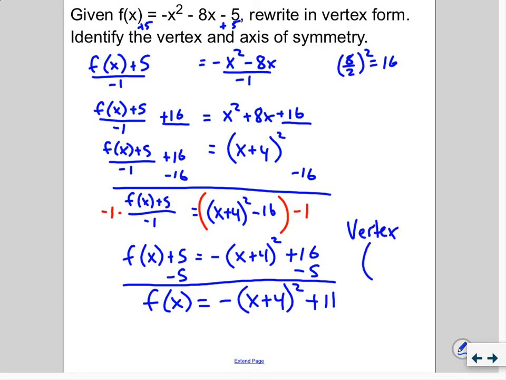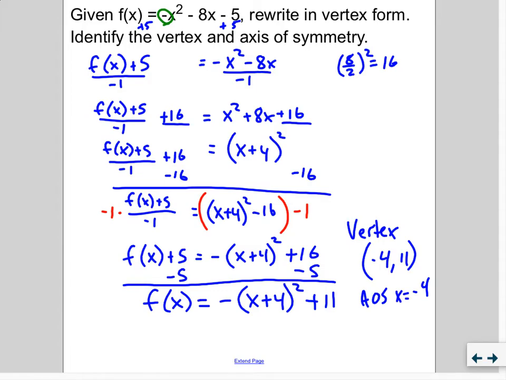So the vertex is going to be at -4, 11. Axis of symmetry is x equals -4. And think about this for a minute. When you looked at this equation right off the bat, did you notice that that negative was there? That means the parabola has to open downward. That means that my vertex has a maximum. So down here in my answer, that negative still makes it look like an opening downward parabola. Sure does. That's great stuff.